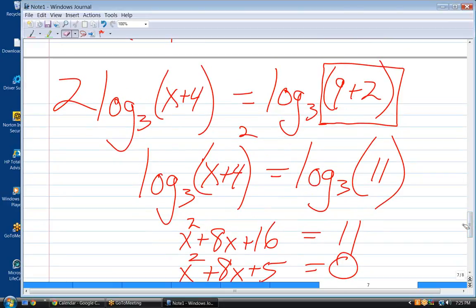Now, I'm trying to think of whether there was another way to do this. I don't think there is. I'm not quite sure how to do this other than exactly what I did. I can't divide both sides by 2 as a first step. I've got to get that 2 as part of the argument, like this. So that first step is the only one I can do, because then I've got log base 3 of something equals log base 3 of something else. This something is equal to that something else.